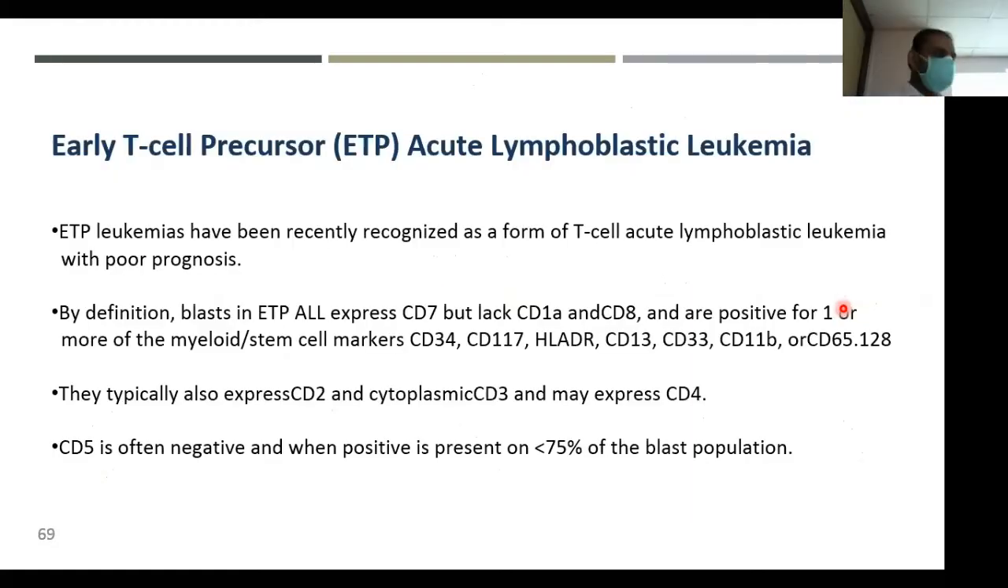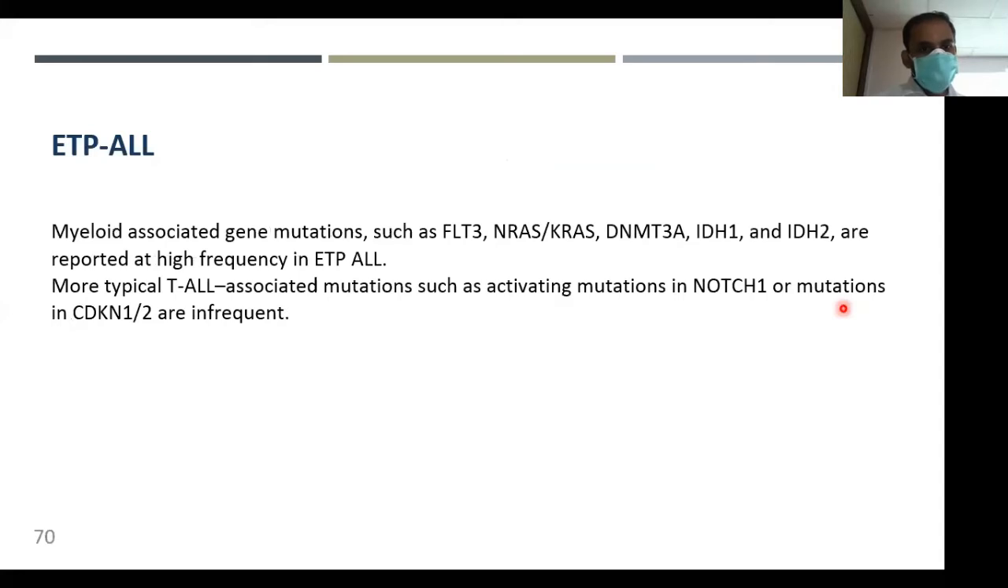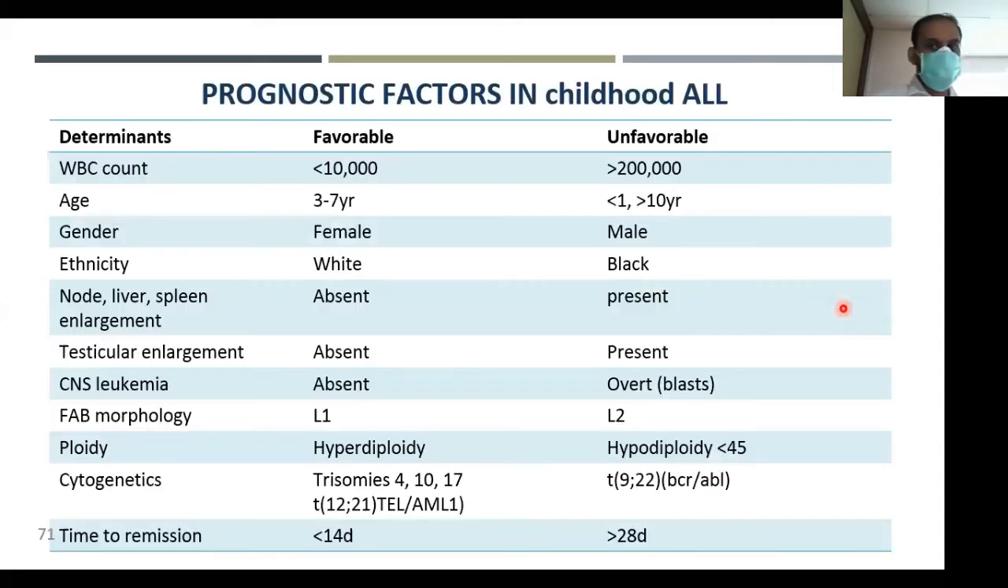ETP, that's a subset of T-ALL. So this has a bad prognosis. This is basically CD1a negative and CD5 dim, with T markers. So this is a separate category and you need to go aggressive. So overall prognostic factors in childhood, and there are different descriptions by different groups, the German group, there are different groups.